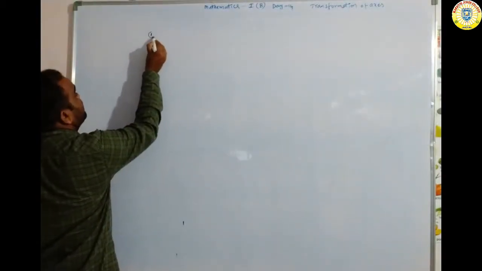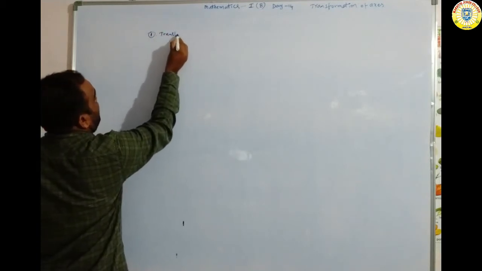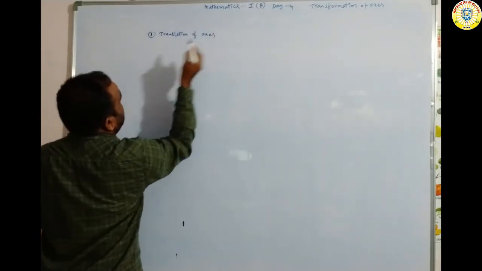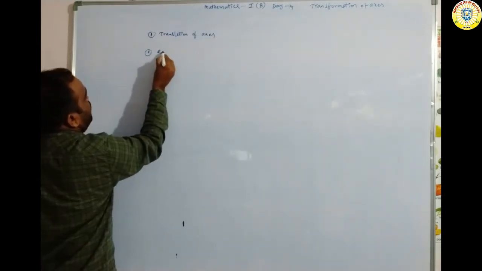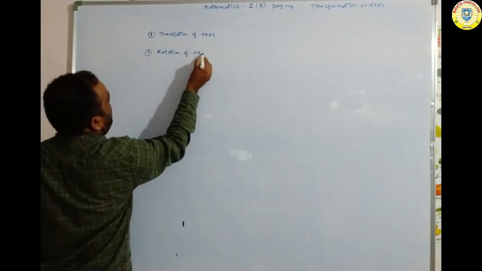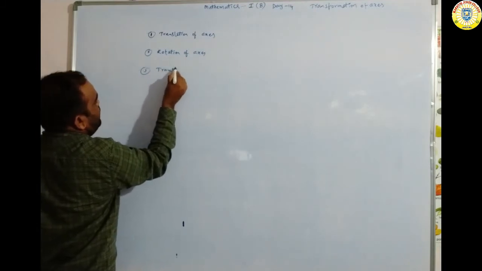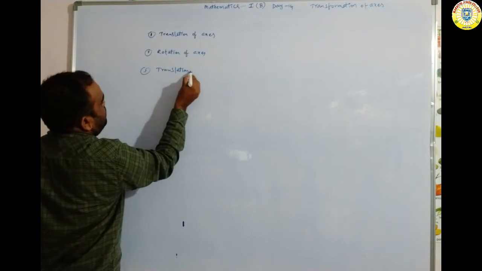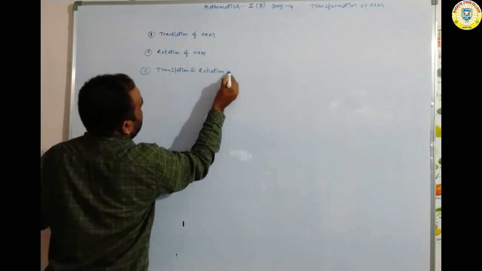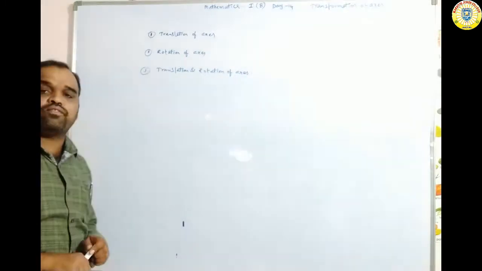Again, one time repeating. Transformation of axis is of three types. One is translation of axis. Second one is rotation of axis. Third one is translation and rotation of axis.